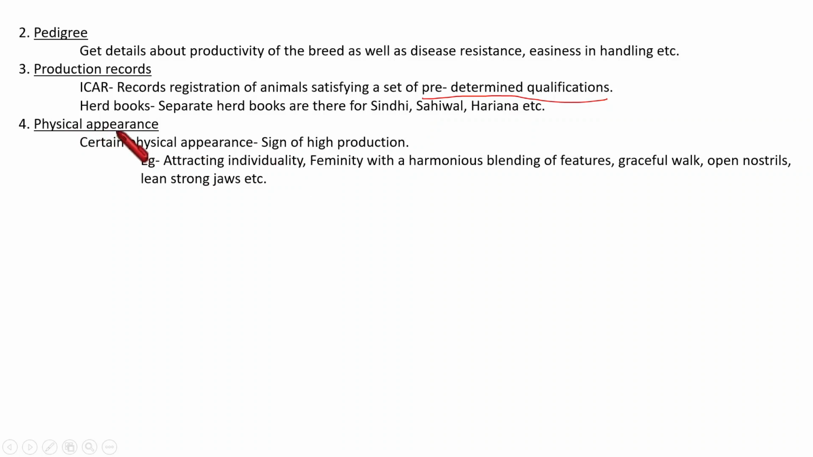Looking at the physical appearance of a breed, we can understand to a certain extent about its production. Physical appearance means attractiveness, then femininity. Femininity means all these features should be harmonious. Its walk should be graceful, with open nostrils, lean and strong jaws. All these are some examples of a very good physical appearance.